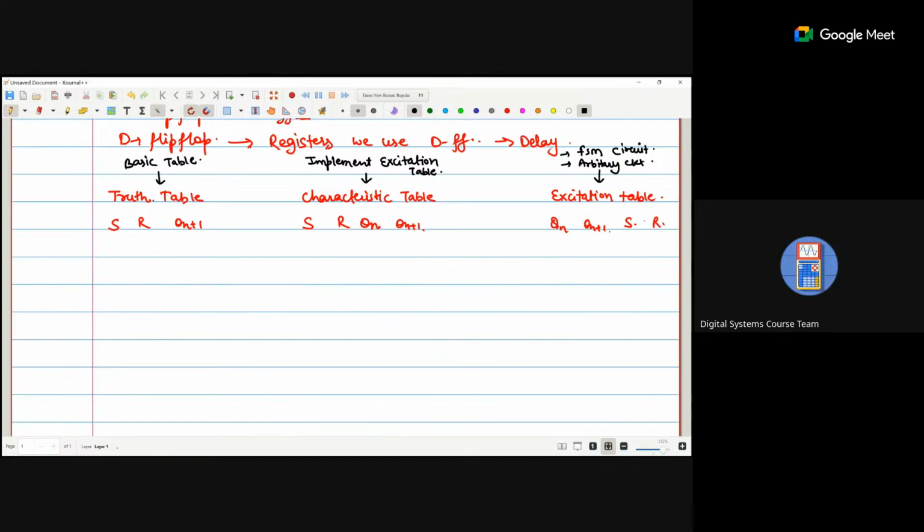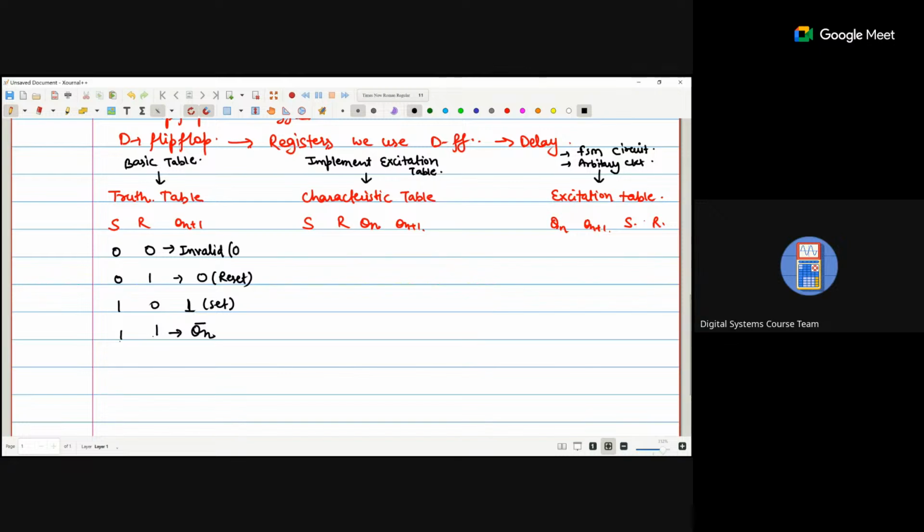Okay, so if we say that SR is 00, 01, 10, and 11. In the 01, what we are getting? 0. It is called the reset position, because reset is 1. For 10, we are getting 1, that means it is called the set position. For 11, we are getting Qn bar, and for 00 we are getting an invalid state.